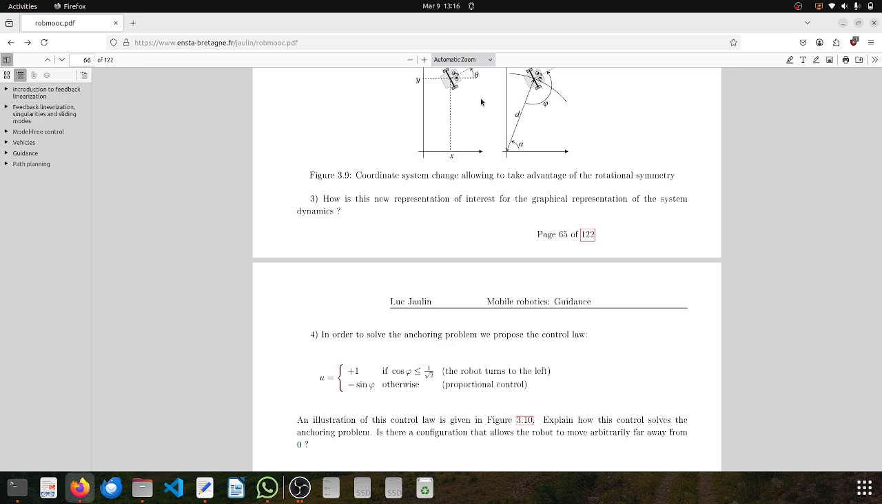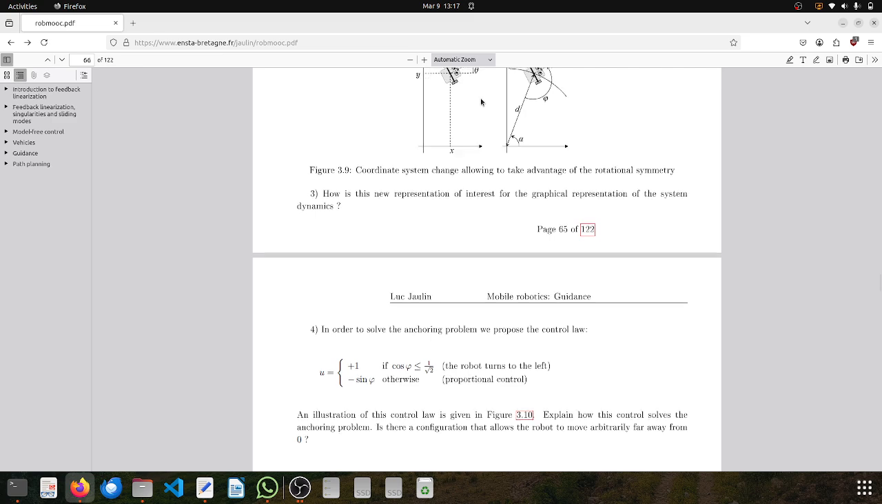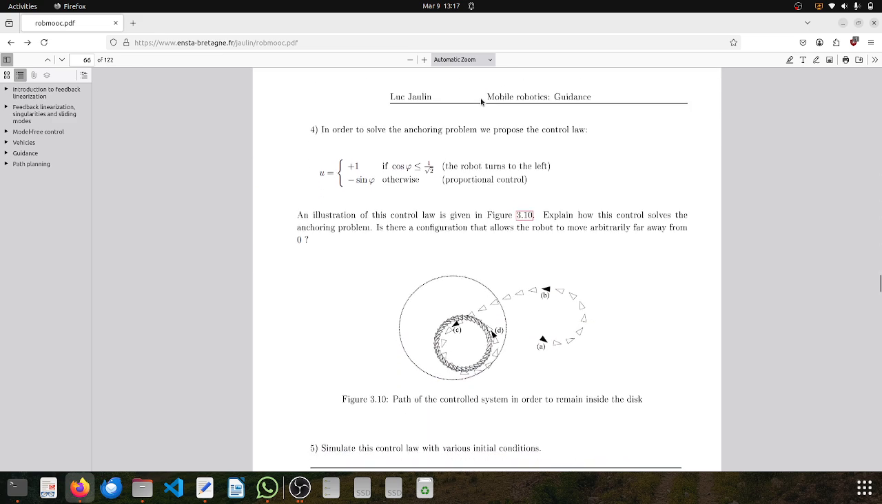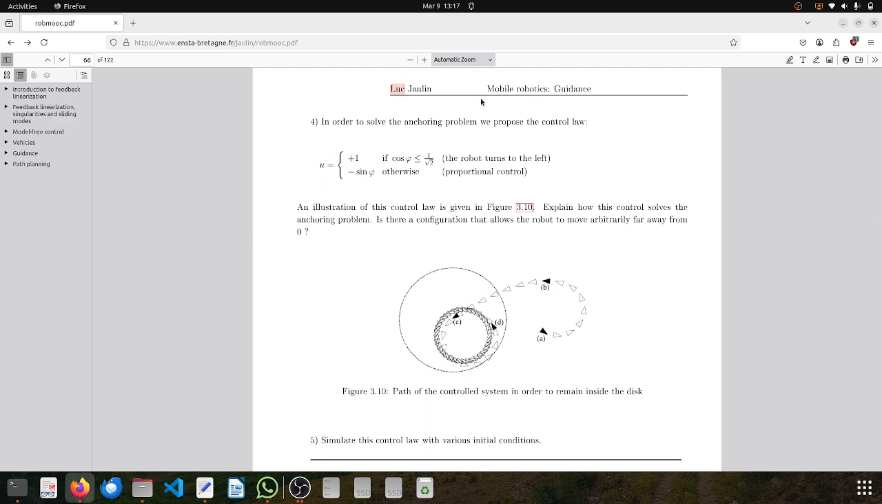because if the state space representation is represented using the polar coordinates, the robot would be easier to imagine and visualize because of its rotational symmetry. So in other words, it would be more intuitive for us to imagine the state of the robot. As for part 4, we were provided with a certain control law.